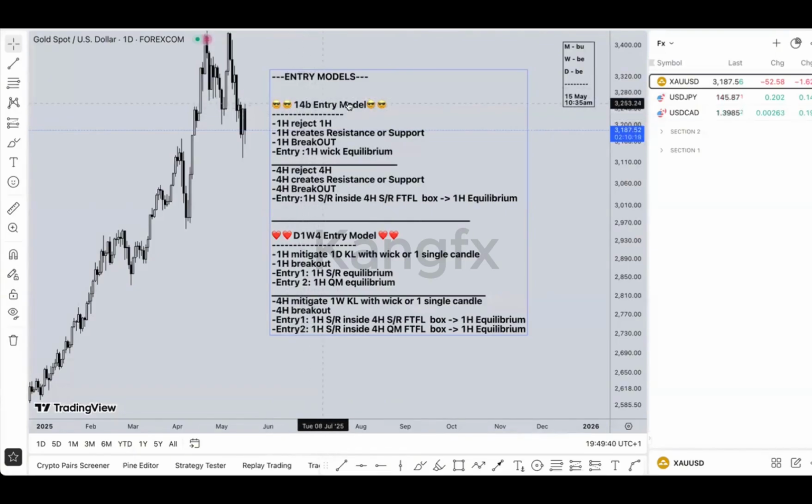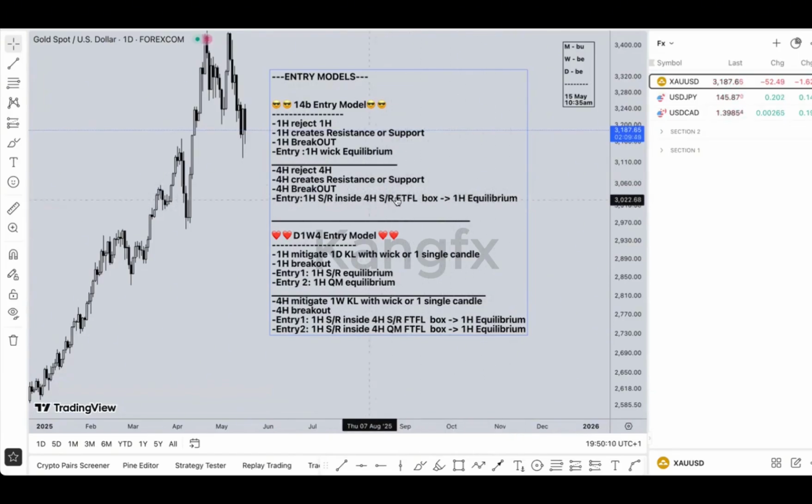Now, in the 14B entry model, it was 1 hour reject 1 hour, 1 hour create resistance or support, and 1 hour breakout. Then our entry is on the 1 hour weak equilibrium. Well, we have 4 hour reject 4 hour, 4 hour create resistance or support, 4 hour breakout. Then we have our entry where 1 hour support or resistance is inside the 4 hour support or resistance FTFL box, then the 1 hour equilibrium.